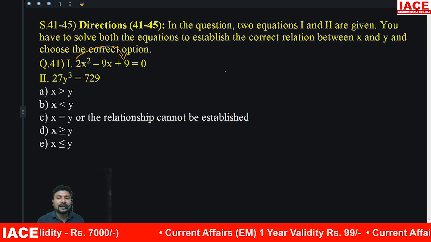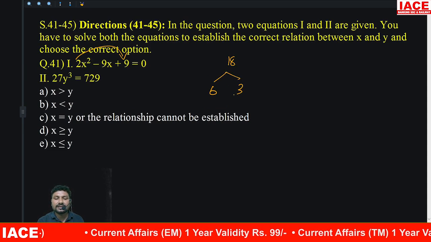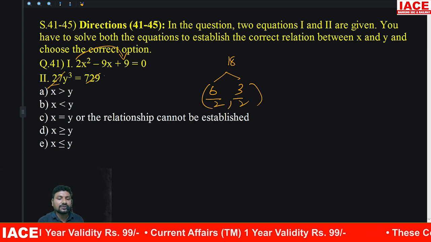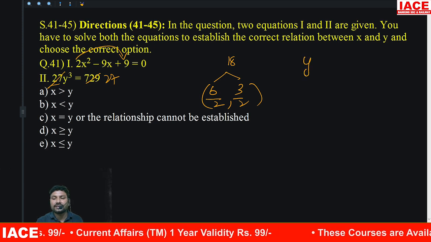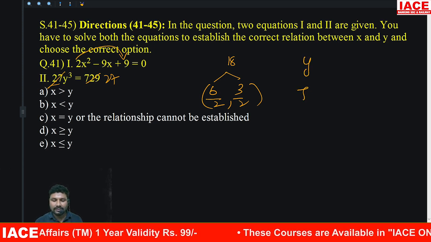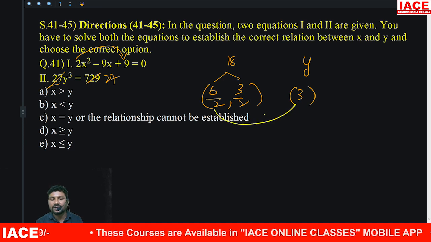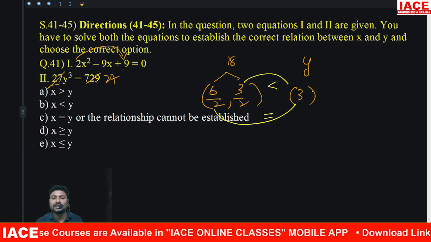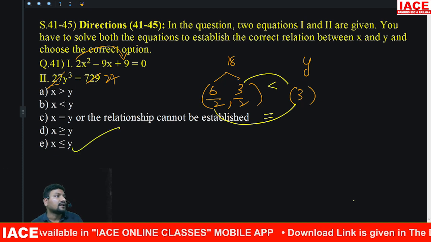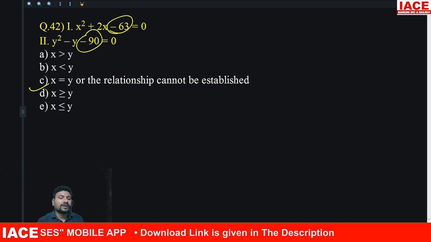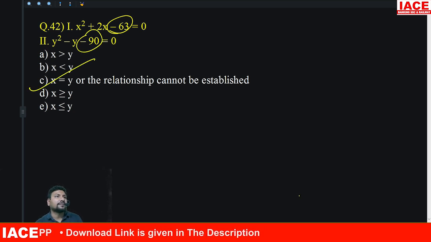Then option B. It is a quadratic equation. 2 9s are 18. 18 factors are 6, 3 and divided by 2. And 27 cancel to 27. Y cube is equal to 27. Y equal to what is the answer? 3. And compare the results. 6/2 to 3, it is equal. 3/2 to 3, it is a 3 is bigger. Then answer is what is answer? X less than or equal to Y. Here negative, here negative. Answer is what? Cannot be determined.